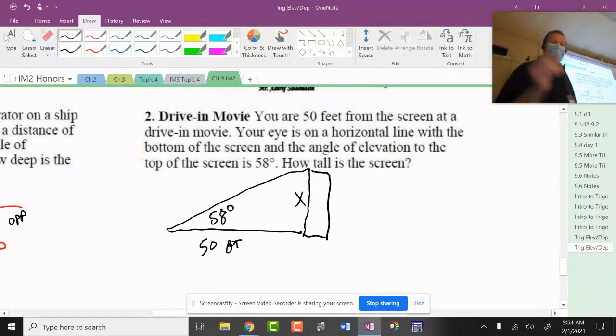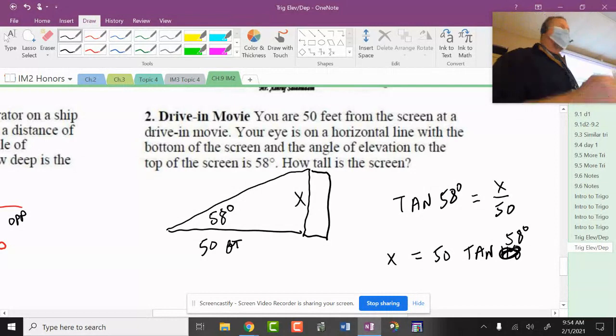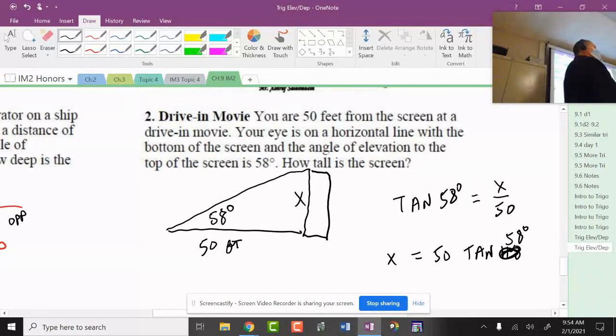X is that. Okay, so real quick, what's the trig on this? Tan, correct? And tan is x over 50. Then multiply both sides by 50. So that's what I mean about these word problems. I'm not giving you a word problem with the drawing given. The whole point of the word problem is, can you make the drawing from the reading? Then the trig is super simple. Then you can type it on the calculator.